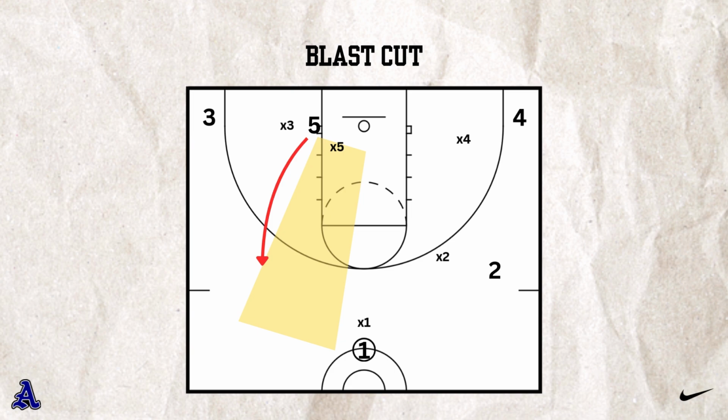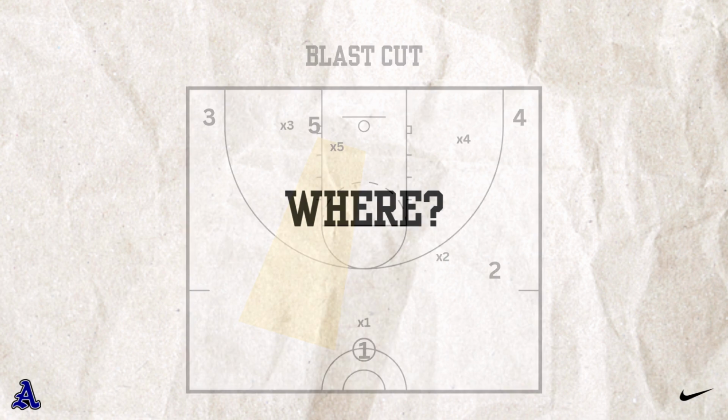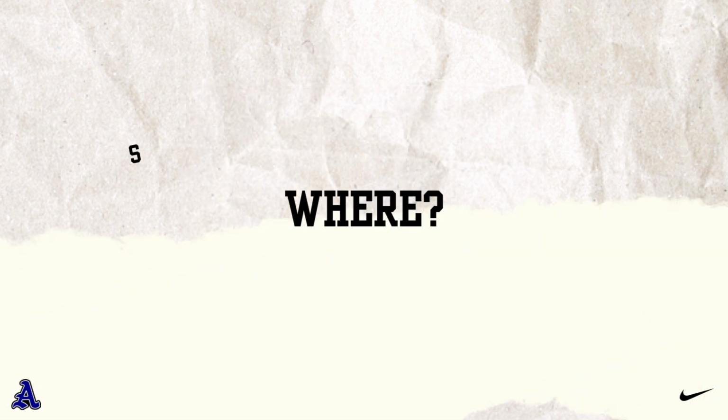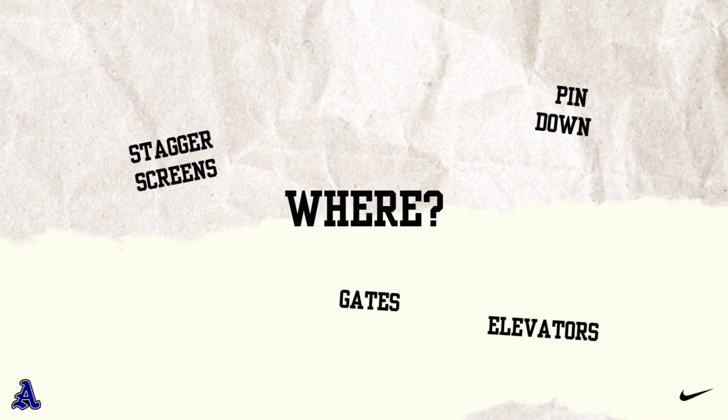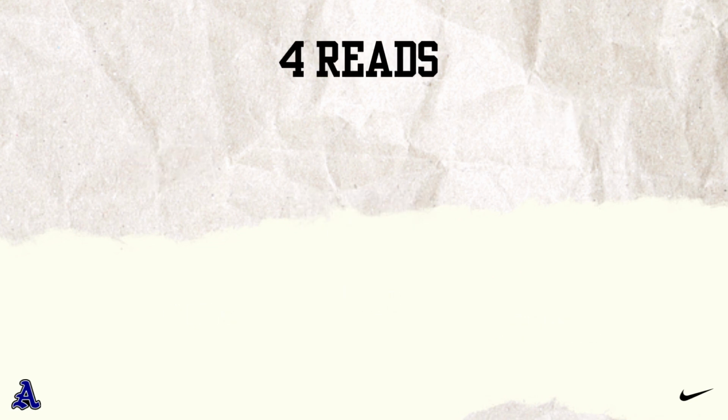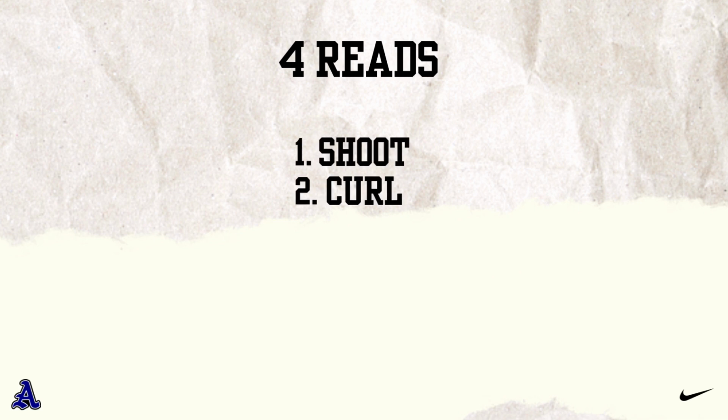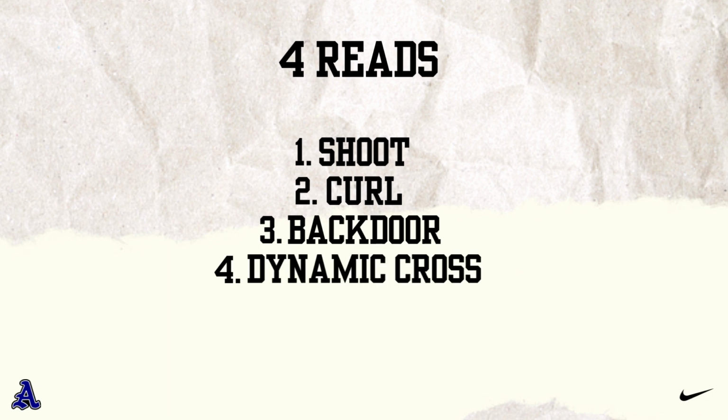Blast cuts show up everywhere in the game, whether you recognize them or not. You can find them built into stagger screens, elevators, gates, pin downs, flex actions, and floppy actions. The cut might look different depending on the play, but the principle is the same. You're moving into a double gap to either receive the ball or trigger a read. So in this episode, we'll break down what to do after the blast, whether it's catching and shooting, curling tight off the screen, slipping the backdoor, or attacking with a dynamic cross.